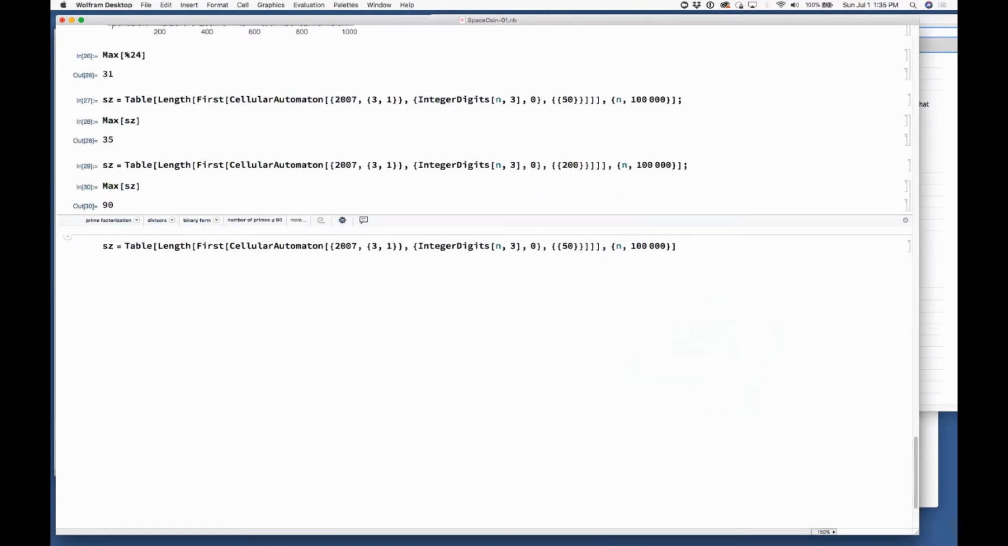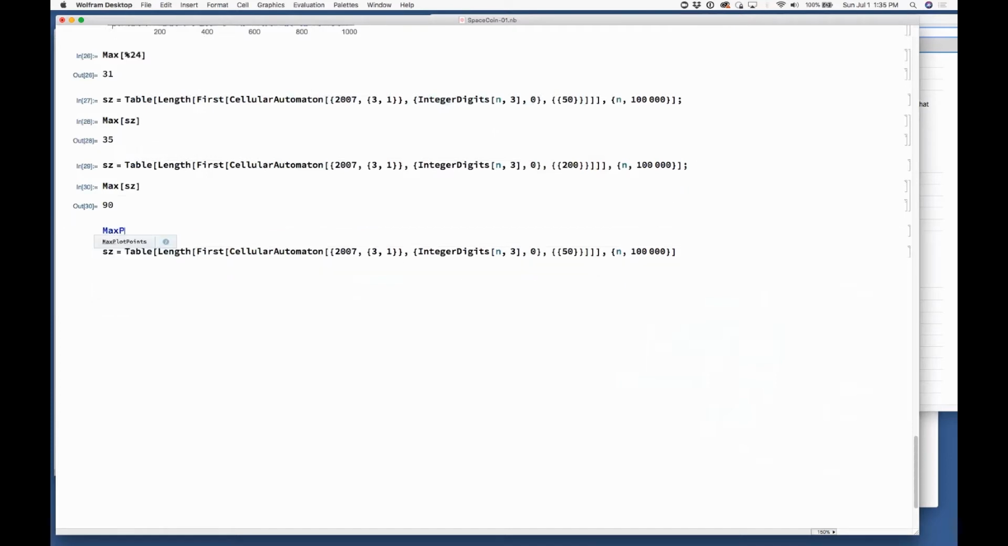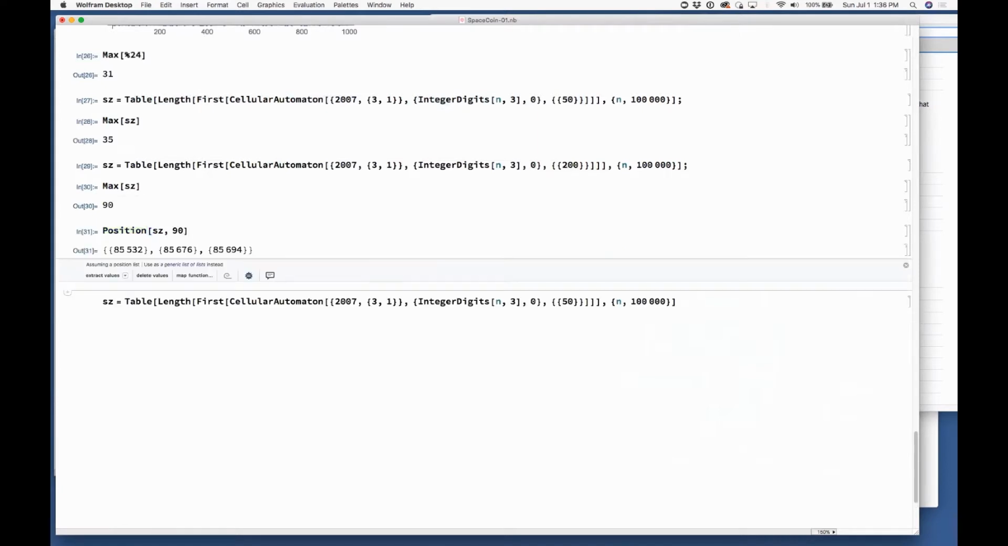Aha. Okay, so something grew bigger than that. So we need to find the position of the maximum. This is something I keep on wanting to do, and I thought we had introduced a function to find this. Well, we can certainly find the position in that size list of the thing that is 90. Okay, so there are a bunch of these. Let's take a look at one of those initial conditions and see what it does.